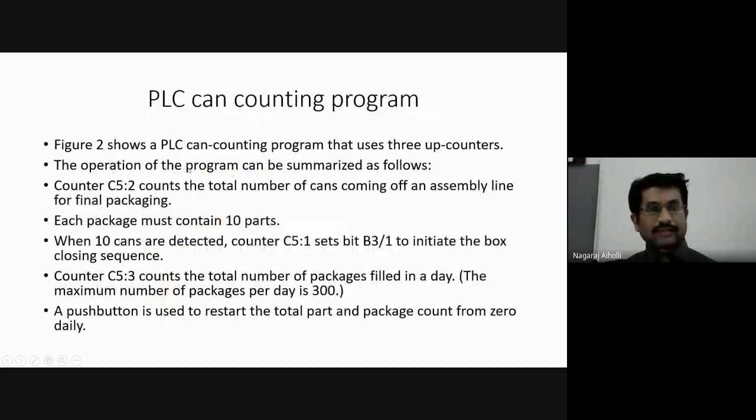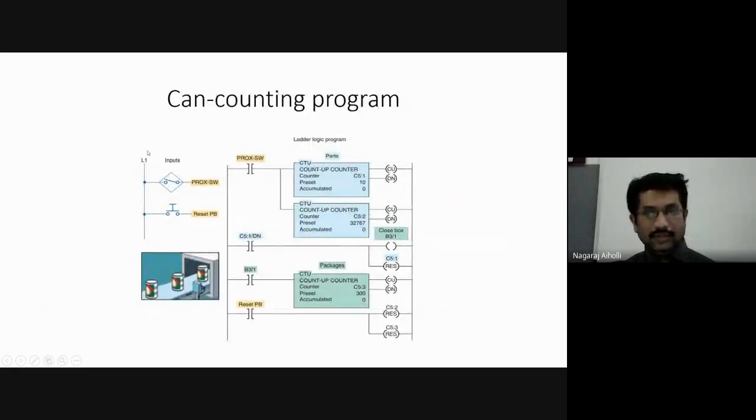Figure 2 shows a PLC CAN counting program that uses 3 up counters. In the next figure, we are seeing one more ladder logic program for the PLC CAN counting process. Let us see that. The operation of the program is summarized like this. Let us go through the program. This is the program which is written for the CAN counting operation.